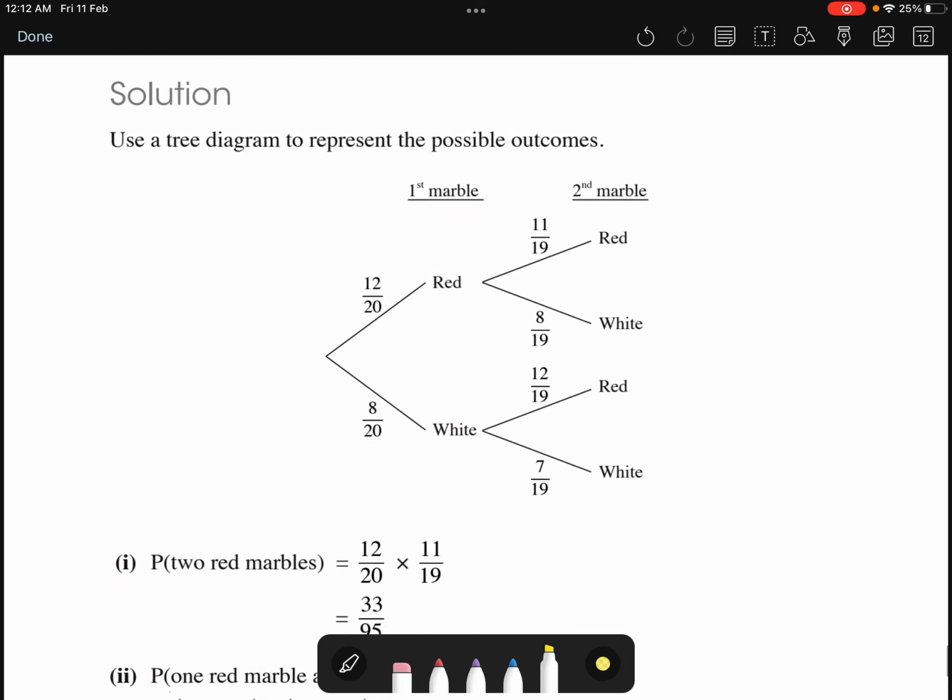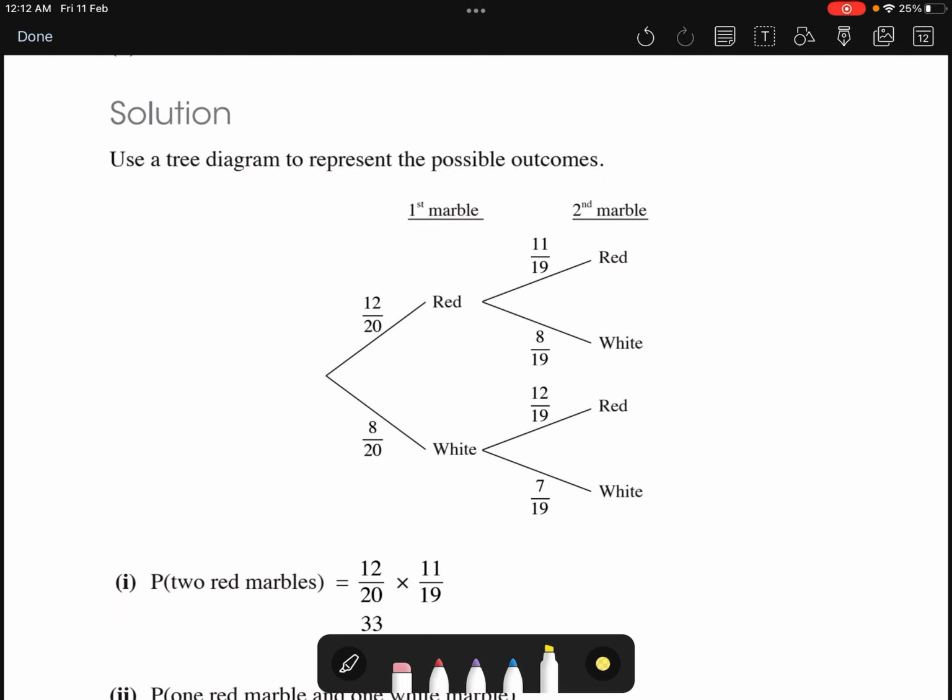Let us take a look at this tree diagram again. For the first choice, there are 20 marbles. If I choose a red, there's a probability of 12 over 20. For the white, it's 8 over 20. Then I move on to the second choice. Because you take out without replacement, the total number of marbles must reduce by 1. From 20 marbles it becomes 19 marbles. So now it's left with 19.